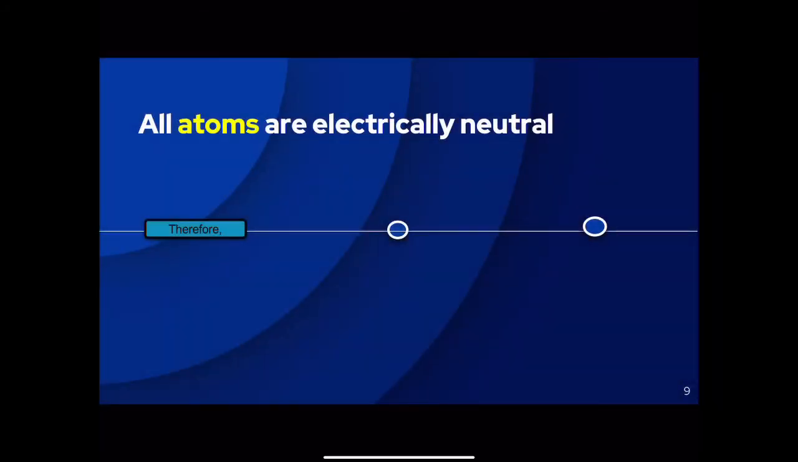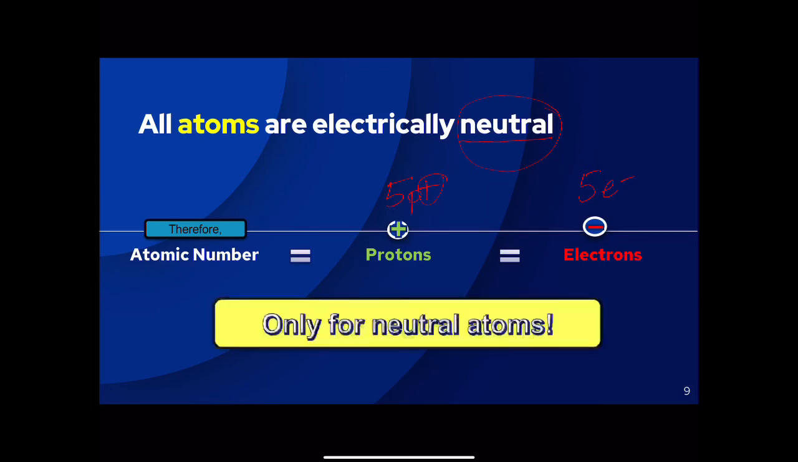All atoms, by definition, are electrically neutral. Therefore, the atomic number not only equals the number of protons, this is always true, but for atoms, it also equals the number of electrons. So think about it. If we're looking at a neutral atom and we have 5 positively charged protons, to neutralize this positive charge, we will need 5 negatively charged electrons. The positive 5 and the negative 5 cancel one another out to get to this neutral charge of 0 for an atom. So remember, atoms are neutral. If it's not neutral, then it's not an atom. It's something else. It's an ion, and we'll talk about that at a future time.